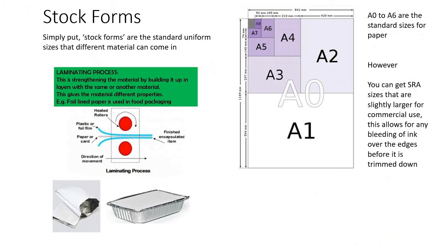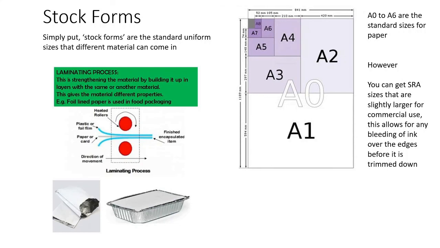So stock forms, simply put, are essentially the standard uniform sizes that materials can come in. There's a reason why you can't just go into a shop and say, oh, I need a piece of paper that is 216 centimetres by 11 centimetres wide, because people will look at you like you're insane. The whole reason for stock forms and uniform sizes is that it makes it a lot easier to manage materials. You know how to order everything.